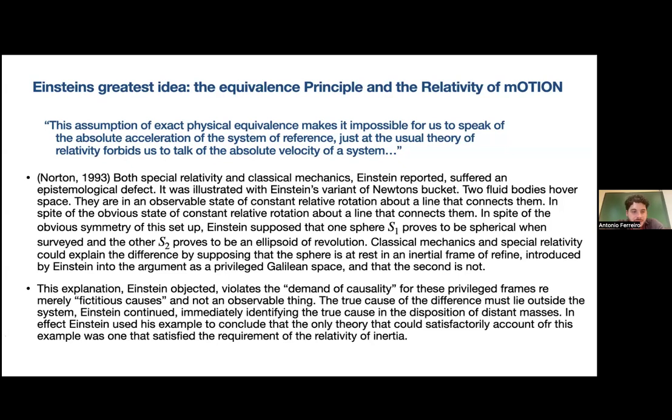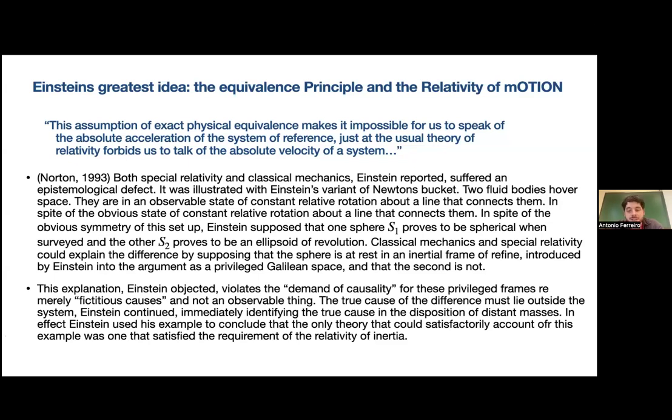Classical mechanics and special relativity could explain this difference by supposing that the sphere is at rest in an inertial frame of reference, introduced by Einstein into the argument as a privileged Galilean space, and that the second is not. This explanation, Einstein objected, violates the demand of causality, for these privileged frames are merely fictitious causes and not an observable thing. The true cause of the difference must lie outside the system.